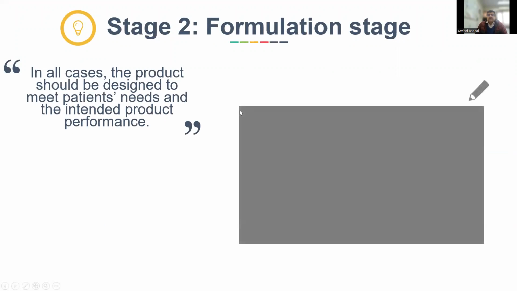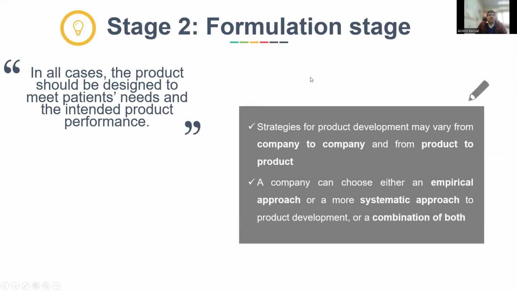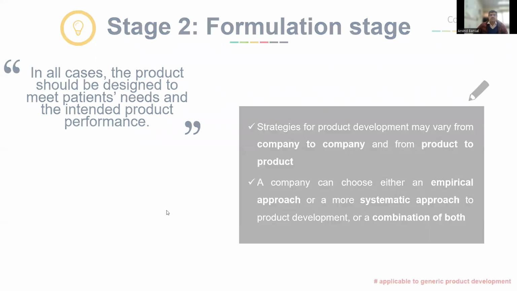Now we come to the stage 2 of formulation development. The guiding philosophy for the stage 2 is that in all cases, the product should be designed to meet the patient's needs and the intended product performance. Strategies for product development may vary from company to company and from product to product. A company can choose either an empirical approach or a more systematic approach to product development, or a combination of both these approaches.